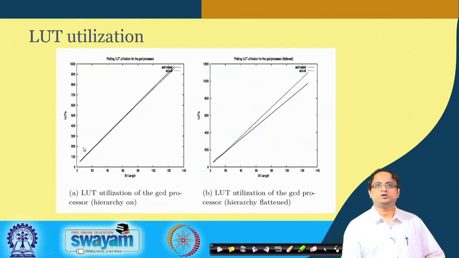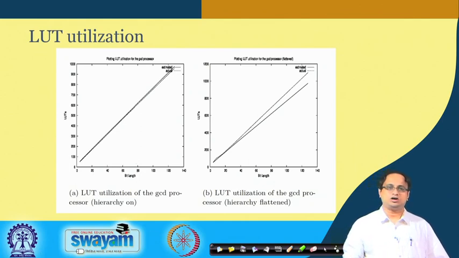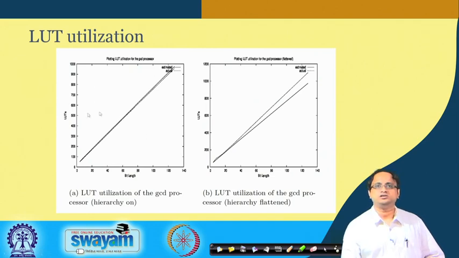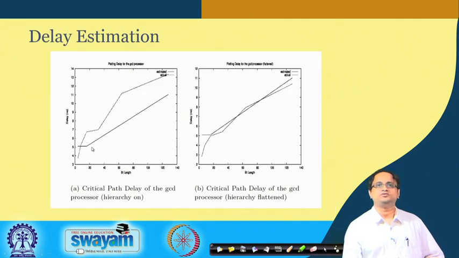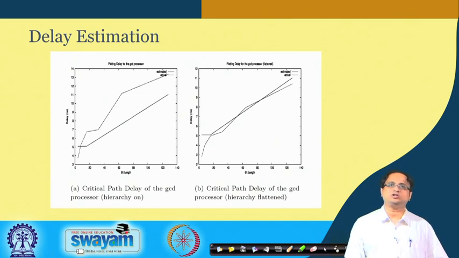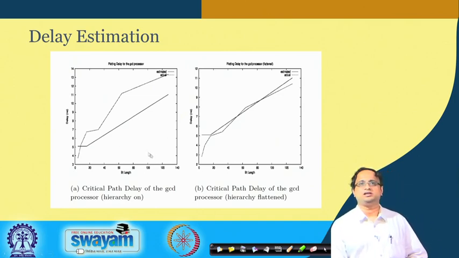Here is an example of how your lookup table count scales. You see that we have a very close following, although the LUT estimations we had were minimal. That means this is the minimal number of LUTs you need to implement it, so it matches pretty well. If you see the delay estimation, although it doesn't match exactly, you still see that the trend is predictable.